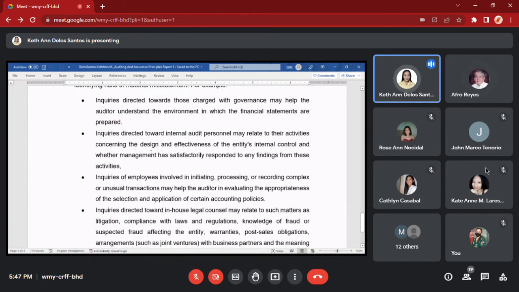Inquiries directed toward internal audit personnel may relate to their activities concerning the design and effectiveness of the entity's internal control and whether management has satisfactory responsible to any findings from their activities. So, yung internal audit personnel related naman siya sa operational activities ng mga entity. Sila yung kumikilatis kung nasunod ba yun ng company yung proper procedures and kung nagpa-function ba siya ng ayos.